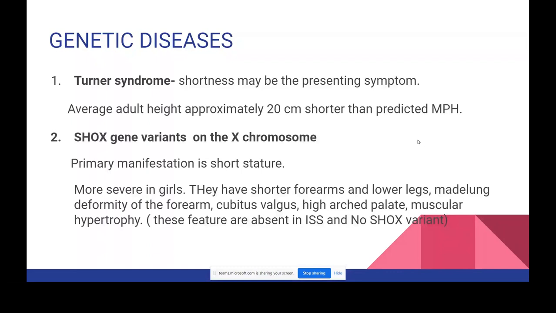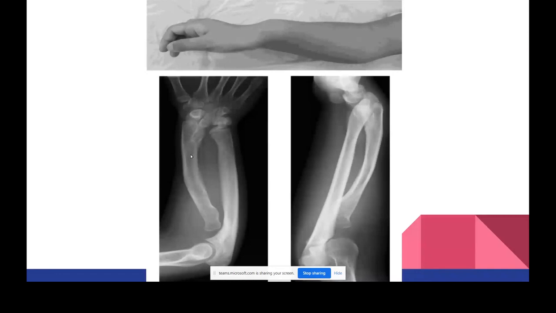Now, I know that everybody is having a bit of a query about this. What is this Madelung deformity of the forearm? I will show you a picture of the Madelung deformity. Hopefully, they have the distal third of the radius maldeveloped.